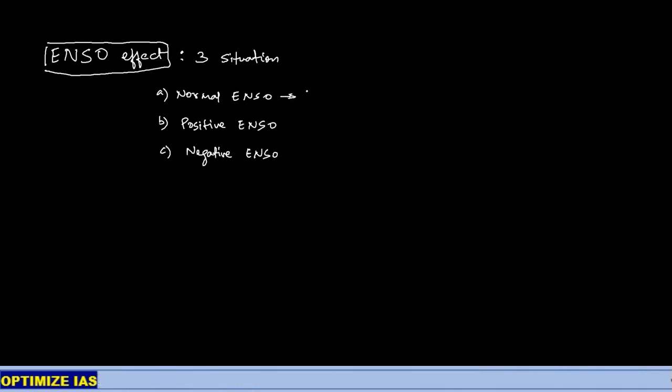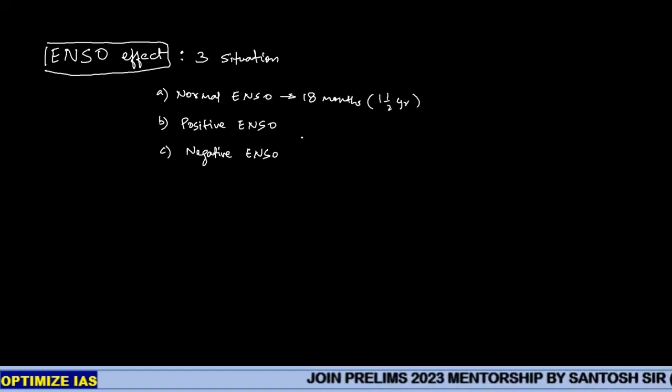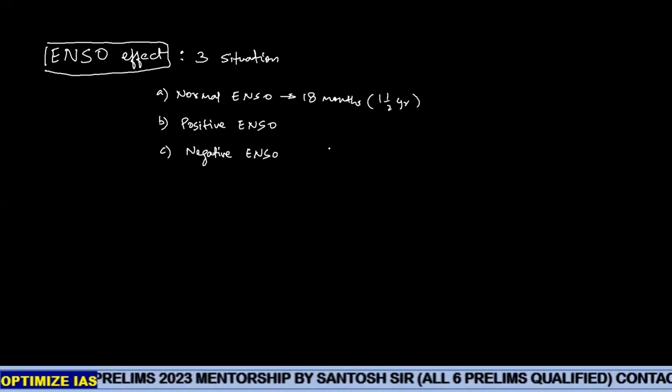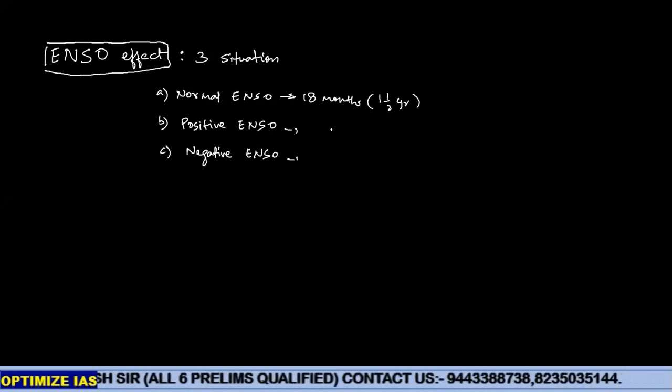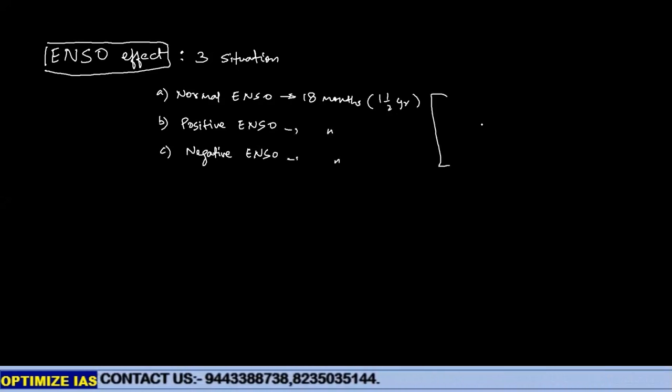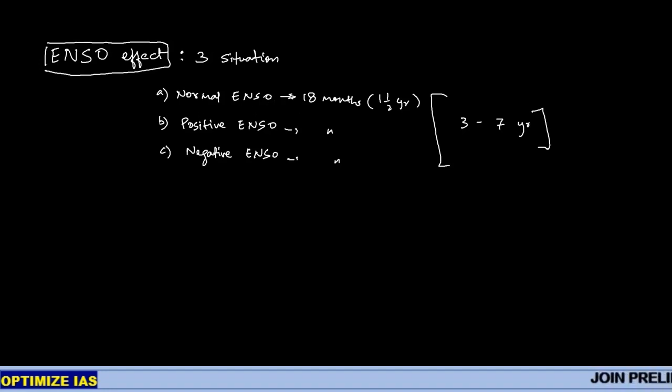What happens in the normal ENSO? All the phases approximately stay for how much time? Around 18 months, like 1.5 years. So that means every phase gets repeated, on average, after how much time? 3 to 7 years. So when this cycle is fast, after every 3 years the same phase will come.